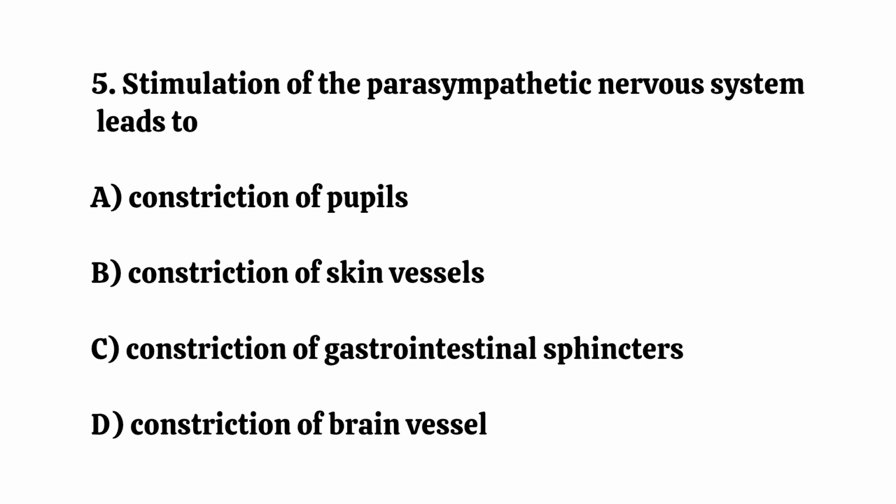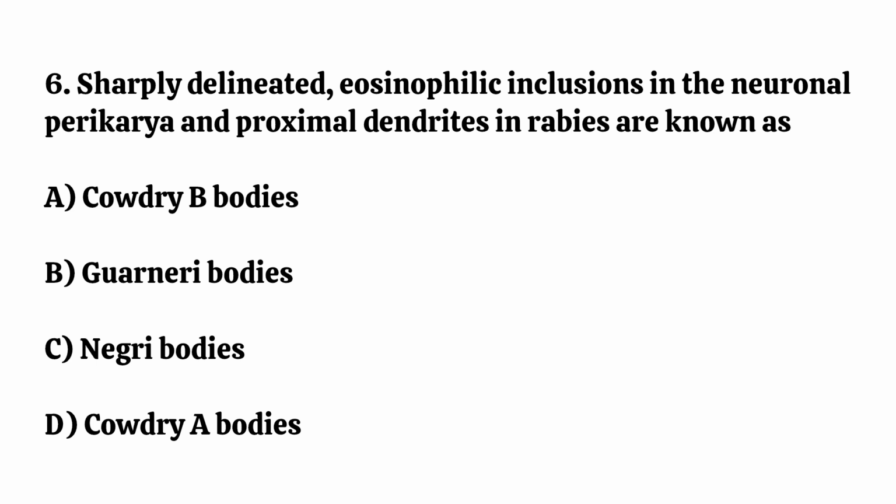Fifth question. Stimulation of the parasympathetic nervous system leads to A. Constriction of pupils, B. Constriction of skin vessels, C. Constriction of gastrointestinal sphincters, D. Constriction of brain vessels. Answer is A. Constriction of pupils.